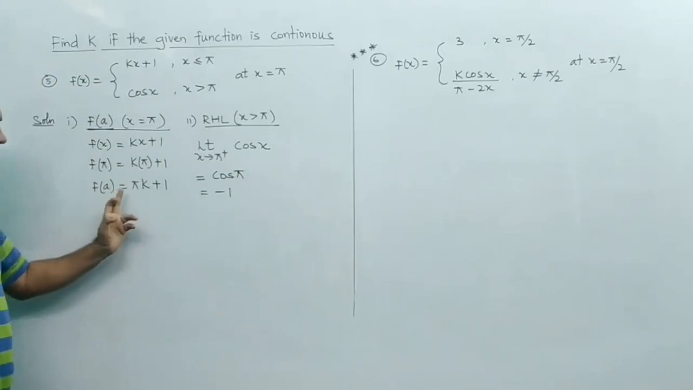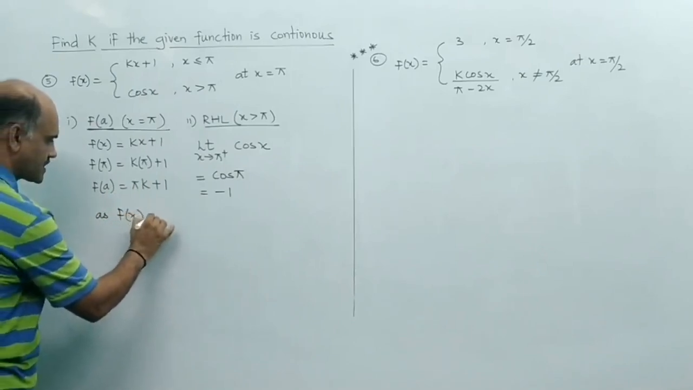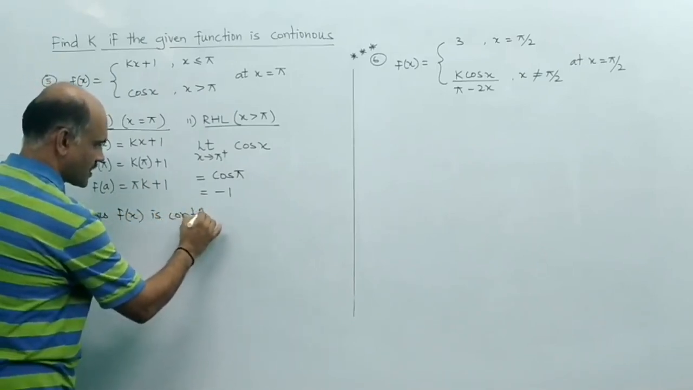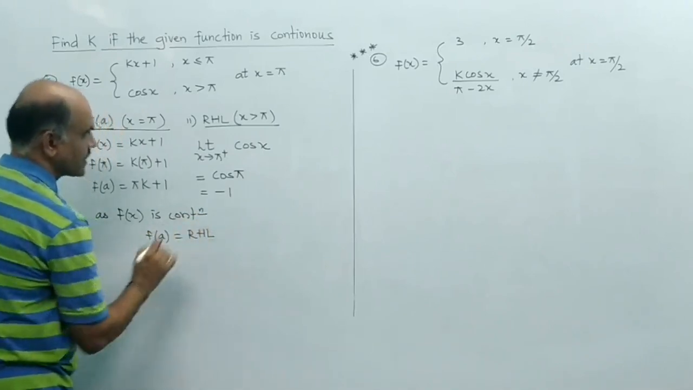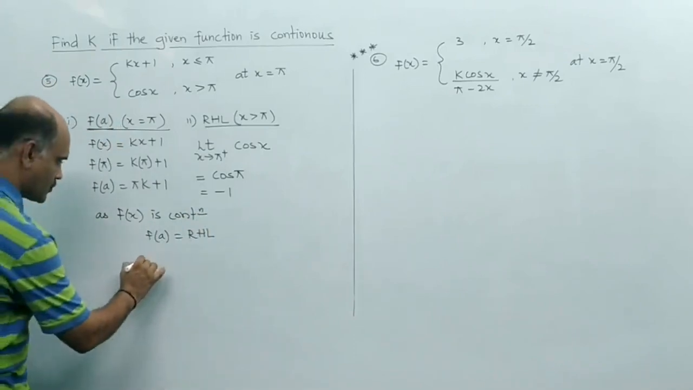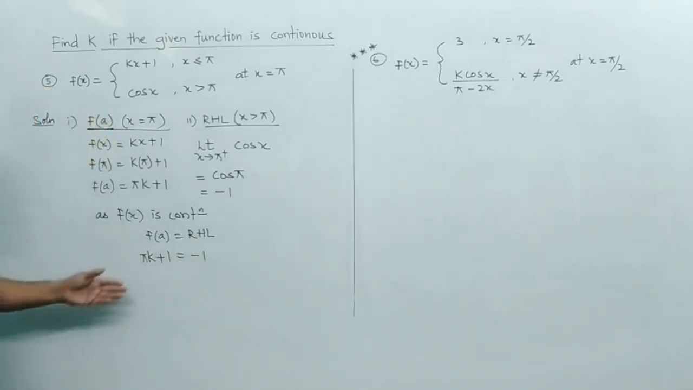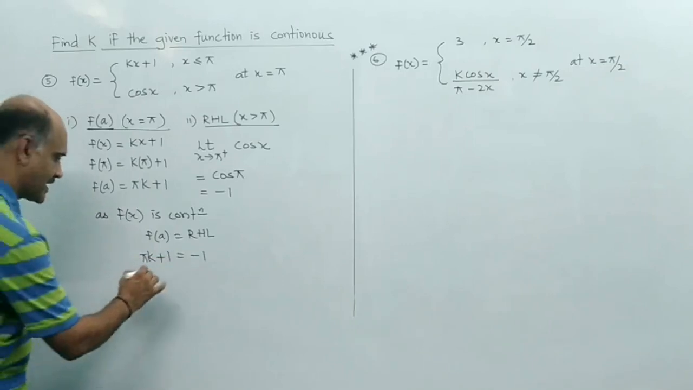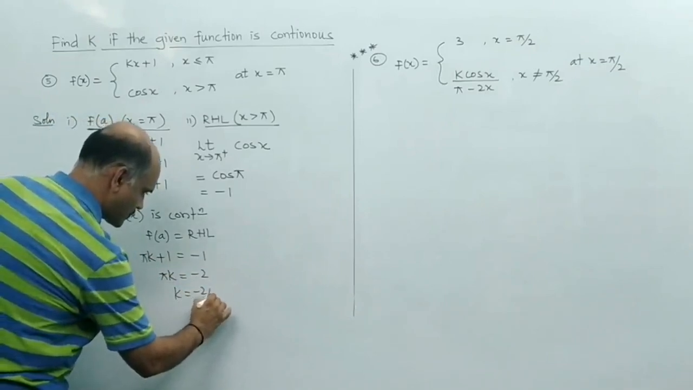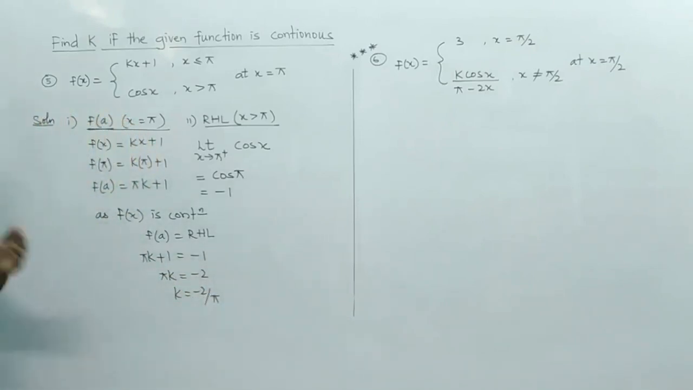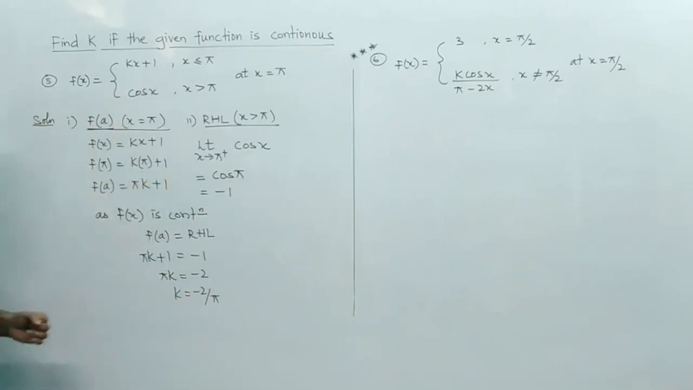As the function is continuous, you equate both. As f of x is continuous, f of a is equal to RHL. So pi into k plus 1 is equal to minus 1. Simplify, you will get k. If I take 1 to the RHS, pi k is equal to minus 2. So k is equal to minus 2 divided by pi. So this is the fifth one.